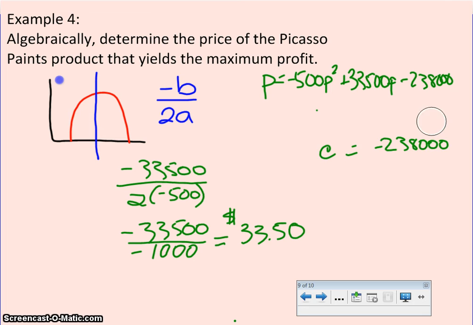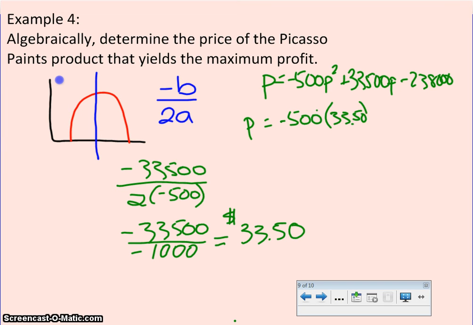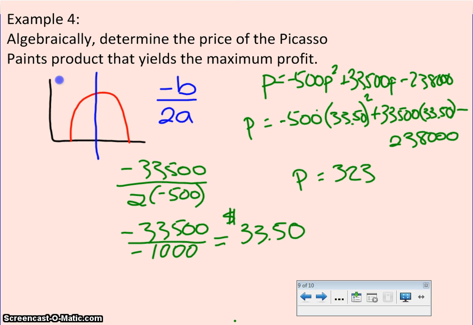So now I'm going to plug that in. Let me erase some of this here, if that's okay. Profit equals negative 500 times p squared. We're determining that that's 3350 plus the 33,500 times the 3350. And again, I'm sorry, I'm running out of room, minus the 238,000. When I multiply all of that out, I end up with a maximum profit of 323,125.